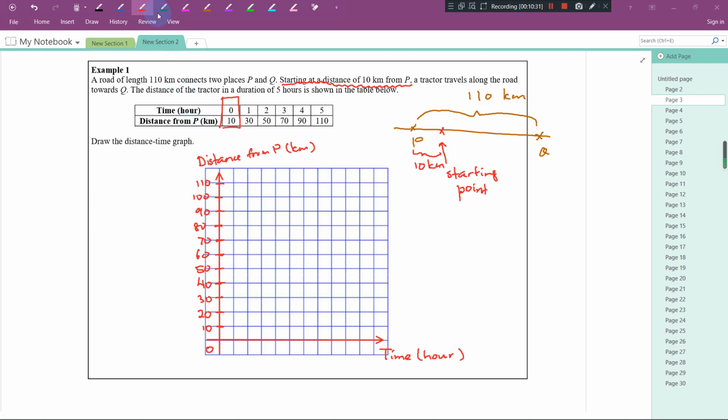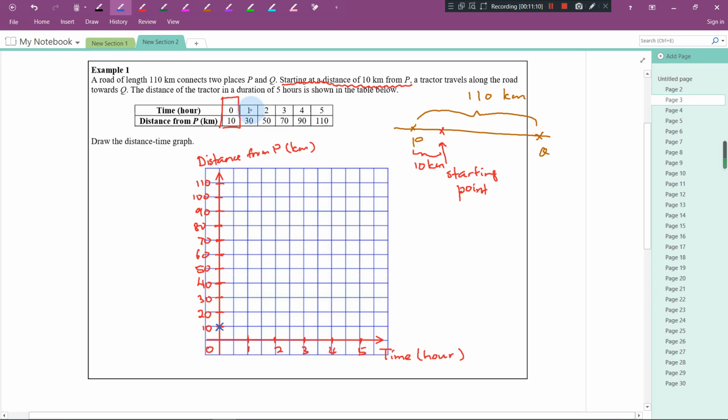the y-axis, the vertical axis. Now we go to the horizontal axis, time. So we have 5 hours here. 1, 2, 3, 4, and 5. So the next thing is to plot the points. When the time is 0 hours, this is the initial time 0, and the distance from point P is 10. So it will be here. Make a mark here. Plot the point here.